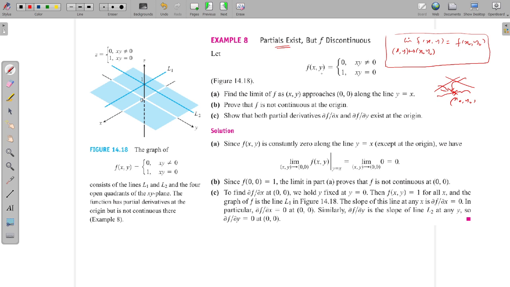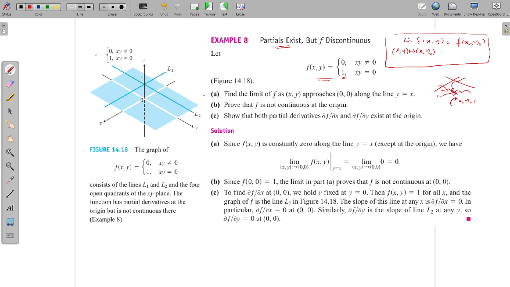That is the idea. So we define this function f of x, y as equal to 1 when xy equals 0, that means one of them is 0 so the product is 0. Otherwise, if x and y are both non-zero, the value is 0. That is the surface like this. We will verify the continuity and partial derivatives of this function at the point (0, 0).